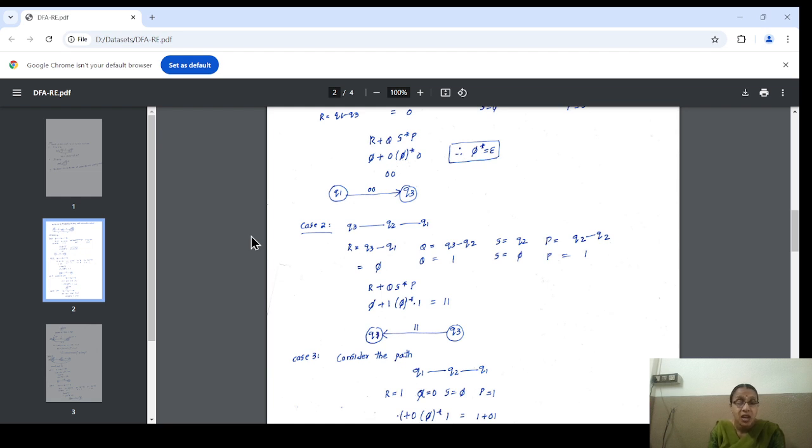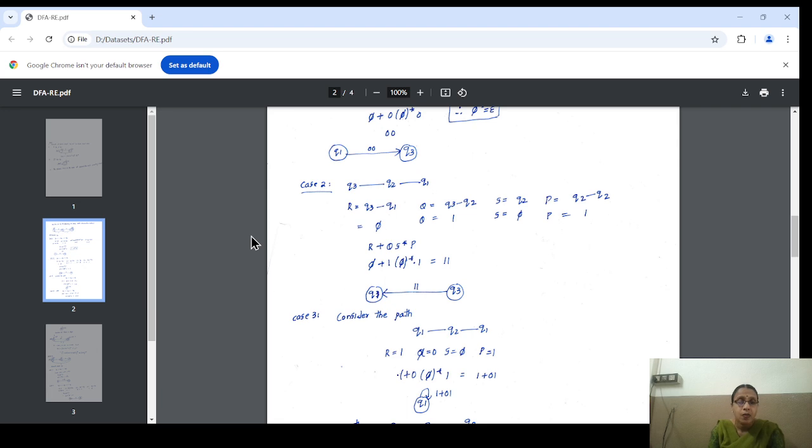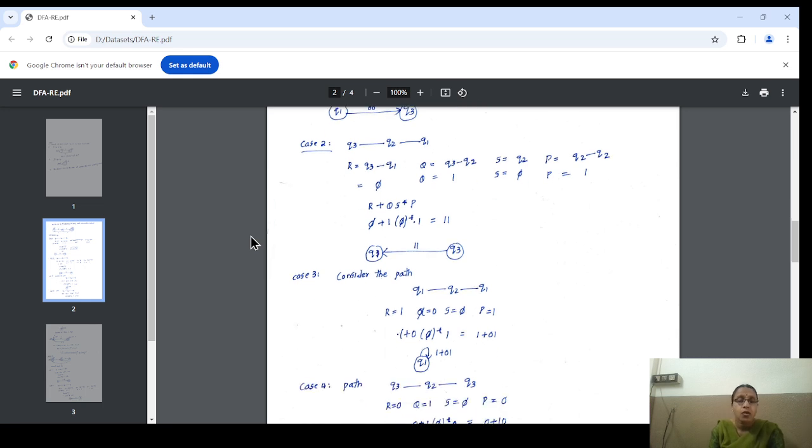Then next we have to consider another part, Q1 to Q1. For Q1 to Q1, we have taken the intermediate state Q2. So R equals 1, Q equals 0, S equals epsilon, P equals 1. So 1 plus 0 into epsilon whole star into 1, that is equal to 1 plus 0, 1. For Q1 to Q1, the value is 1 plus 0, 1.